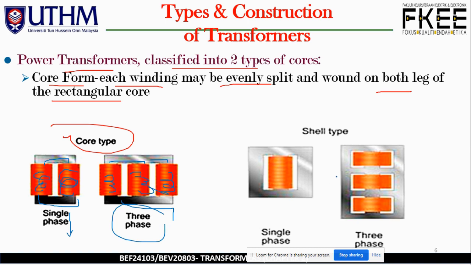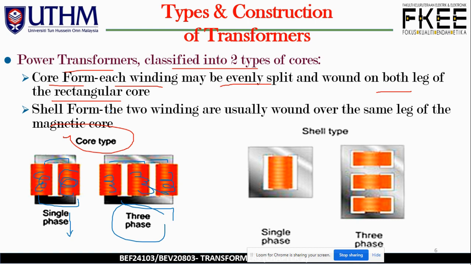And the second one is shell form. The two windings are usually wound over the same leg of the magnetic core here. So we have a single phase, with the middle leg being wound. And similarly here we have a three phase and we have three legs as well: 1, 2, and 3. So you can see the configuration of the winding is dissimilar or different compared to the core type.